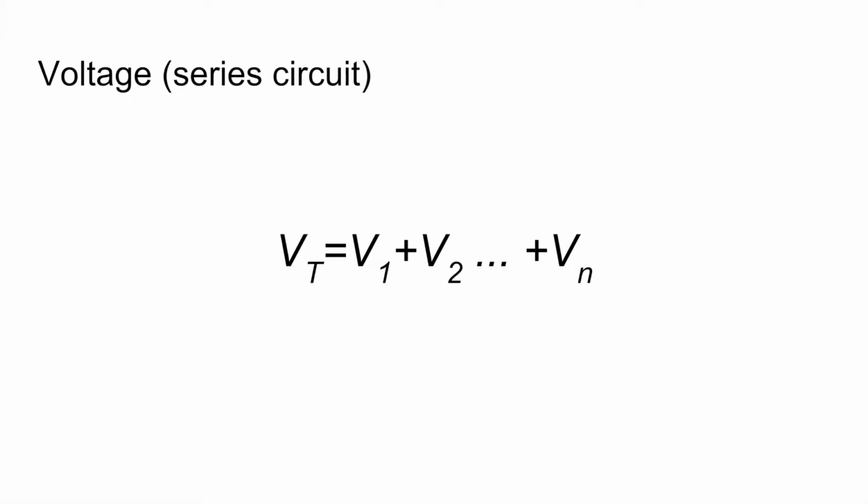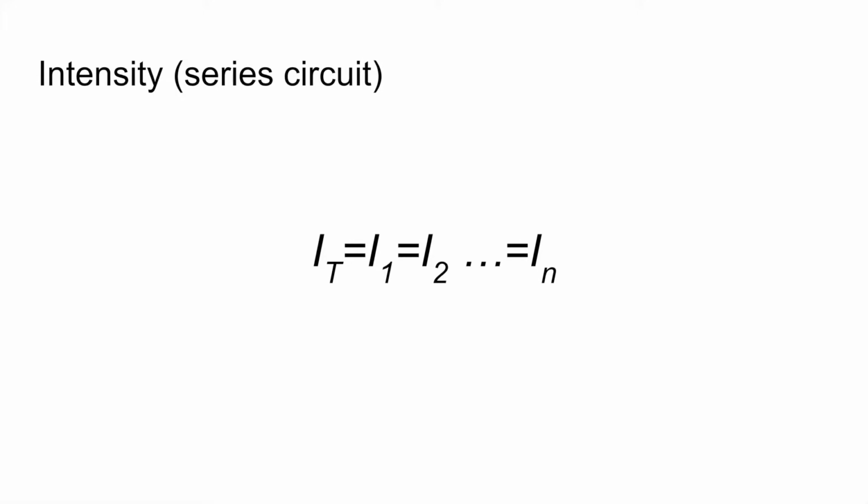For voltage, we have total voltage equals voltage 1 plus voltage 2 all the way for all the values that you have. In simpler terms, the total voltage of a series circuit is the sum of the voltage at all the circuit components. For intensity, we have the total intensity equals the first intensity equals the second equals all of them. In simpler terms, the total intensity of a series circuit is the same as the intensity at all points of the circuit.